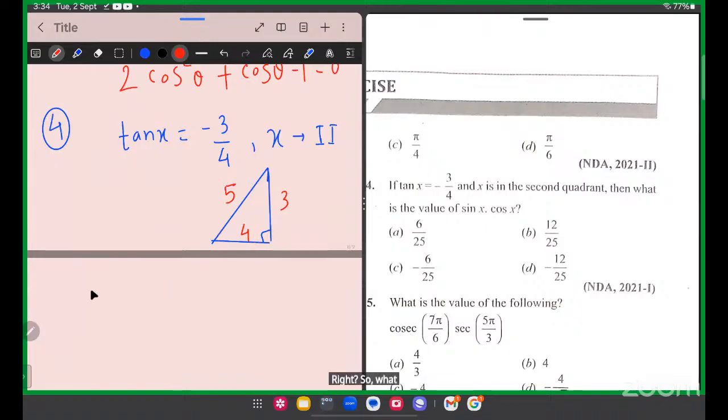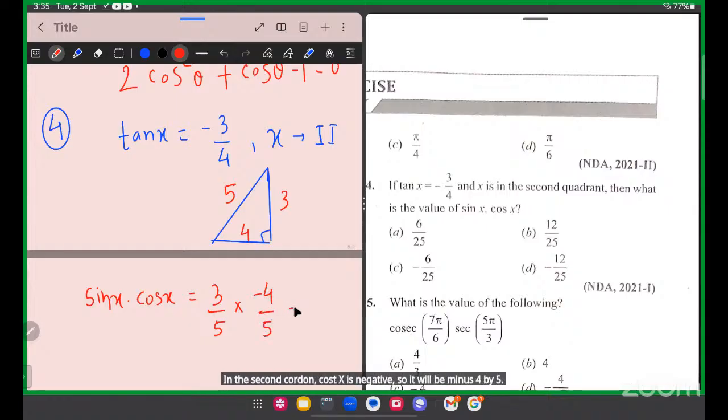So what is sin x into cos x? In the second quadrant, sin x is positive. So it will be 3 by 5. In the second quadrant, cos x is negative. So it will be minus 4 by 5. So the answer will be minus 12 by 25. Minus 12 by 25. I hope it is clear. Please note it down.